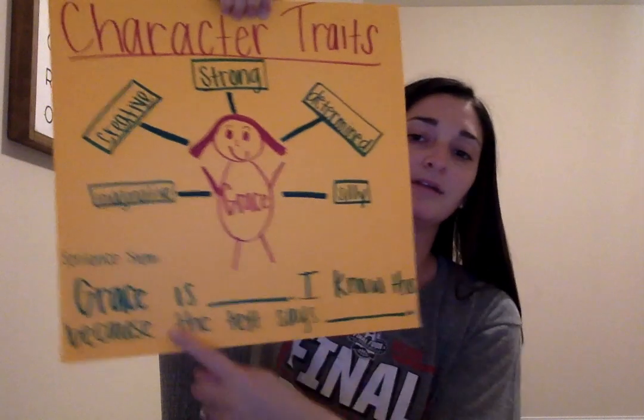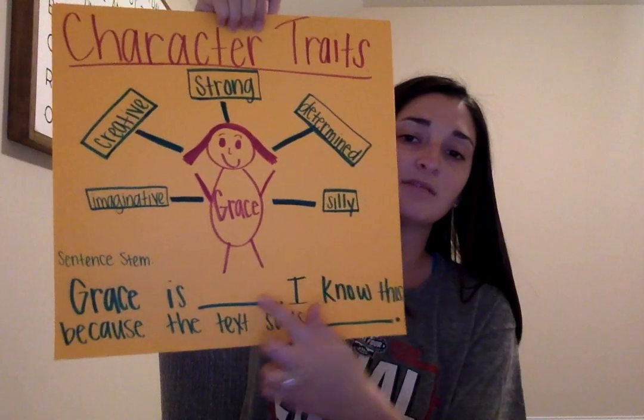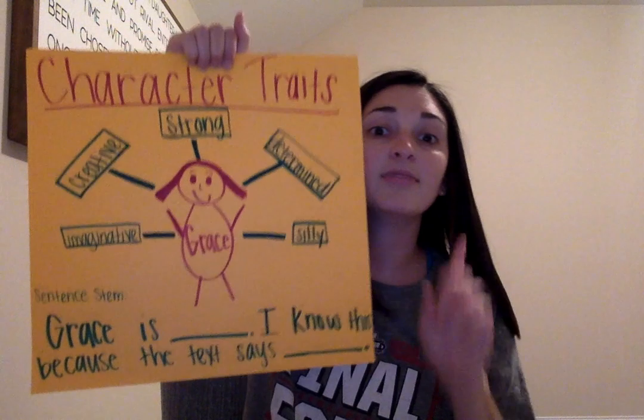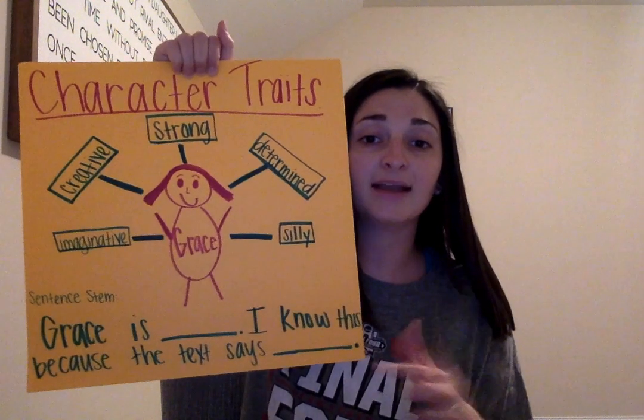All right, great. So I know what kind of character Grace is, but I cannot stop there. I cannot just say, well, she's creative, okay, I'm done with reading for the day. No, because it says to be sure to describe him or her using the traits and give examples from the text. We've been working a lot on this, that we need to support our thinking with what the text says. So at the bottom of my little chart, I included a sentence stem. It says, Grace is blank. I know this because the text says blank. That way I already know that I need to support my thinking.